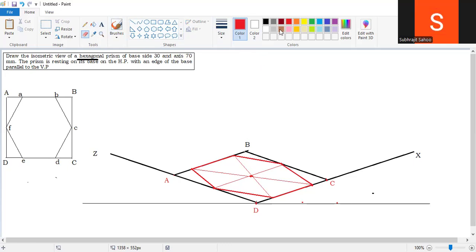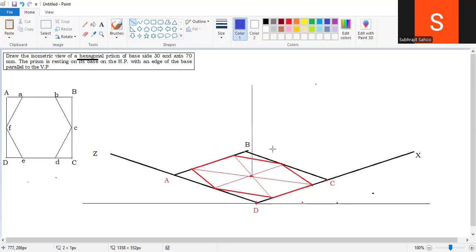Observe, sir. I am drawing the axis right now. Axis is always a dotted line. Axis is which line? Dotted line. Observe, sir. I am drawing the axis here. Sir, what is the height of the axis given? 70 or not? 70. Okay, let this be 70.